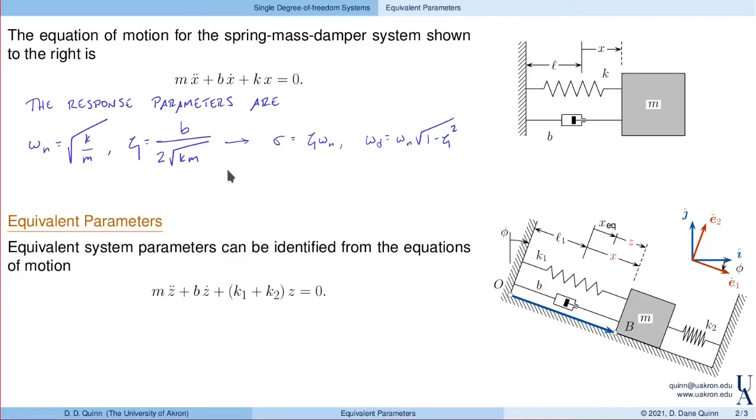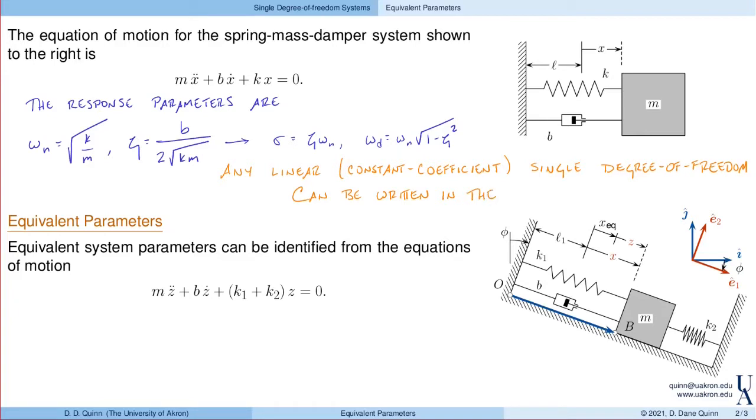The important takeaway from this lecture is that any linear constant coefficient, and constant coefficient here implies that the damping coefficient B and the stiffness K are constant, so any linear constant coefficient, single degree of freedom system, so there's only a single coordinate that's needed to specify the configuration, any system that fits this general framework can be written in this form, like m x double dot plus b x dot plus k x equals 0. And that'll give rise to what we will refer to as equivalent parameters or equivalent systems.